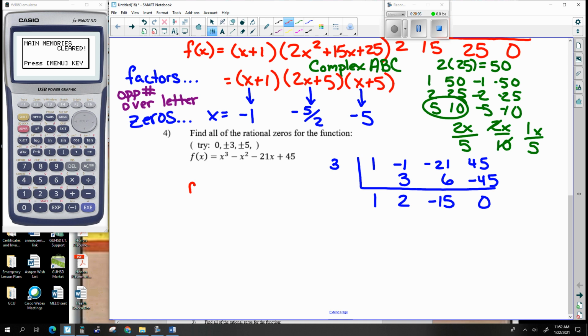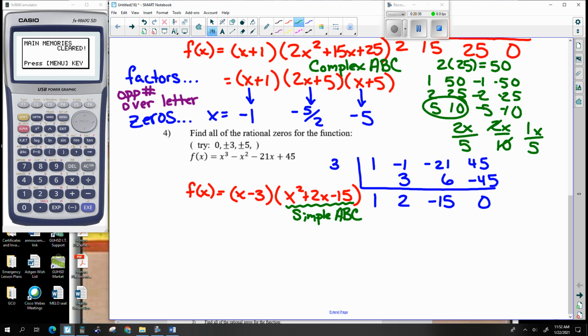All right, so what just happened is this. X minus 3 is a factor. And then so is the answer, which is x squared plus 2x minus 15. That is also technically a factor. So what I'm going to do now is I'm going to check this one out. This one looks like a simple ABC. And I'm going to see if I can factor that.